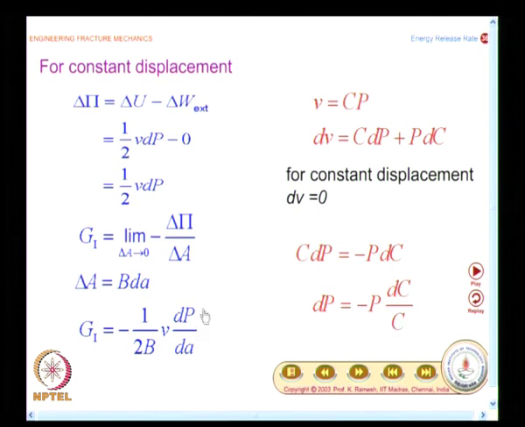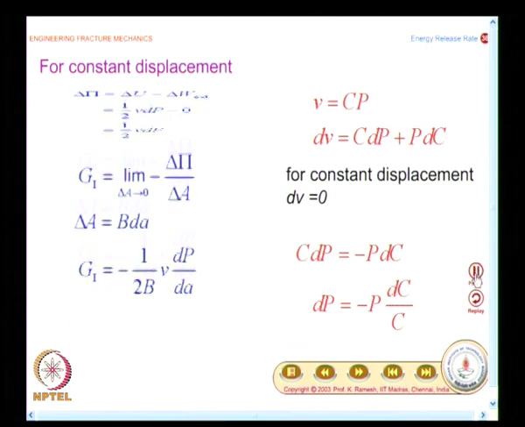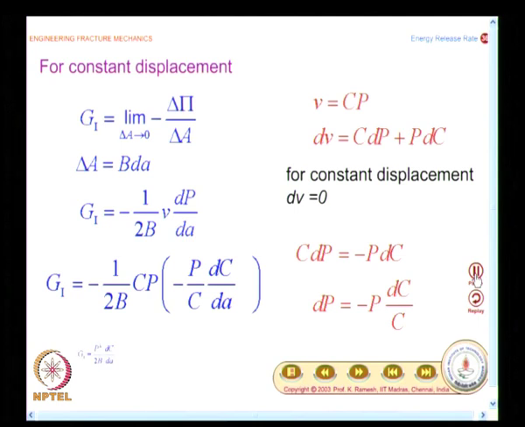So, when I substitute it in this expression, I get the final expression as G1 equal to P squared by 2B dC by dA. So, from a mathematical perspective, the energy availability in the case of both constant loading and constant displacement is same.